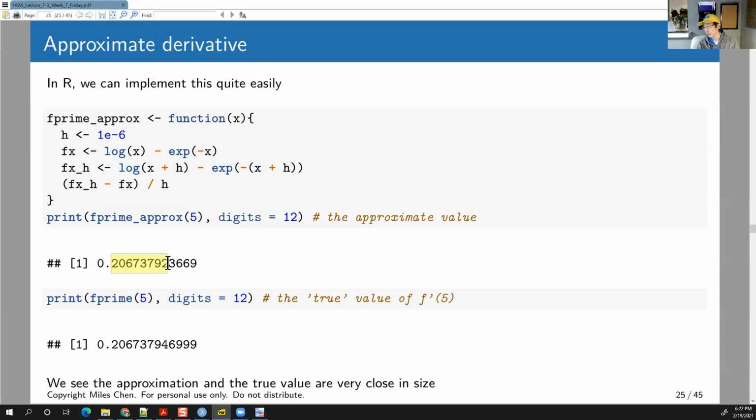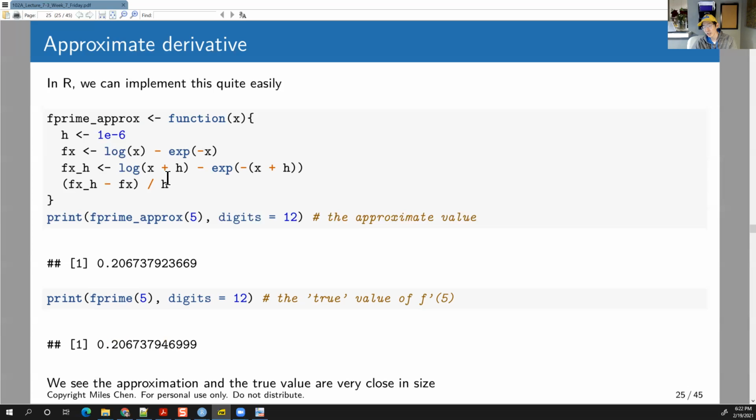0.2067379, and then the digit after that is a 2. Here I got 0.2067379, and the digit after that is a 4. Okay, so we're accurate up to 7 places. And it's only when we get to the 8th place that we're off by a little bit. So I would say this gives us a pretty good approximation. Our approximation is pretty close to the true value.